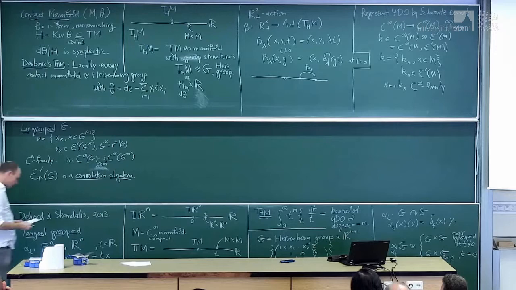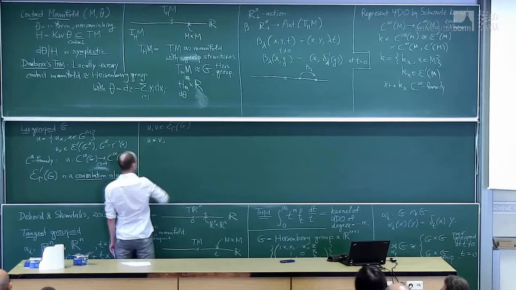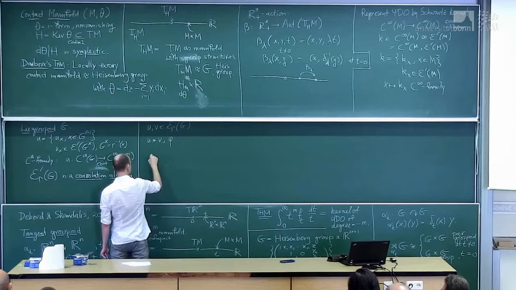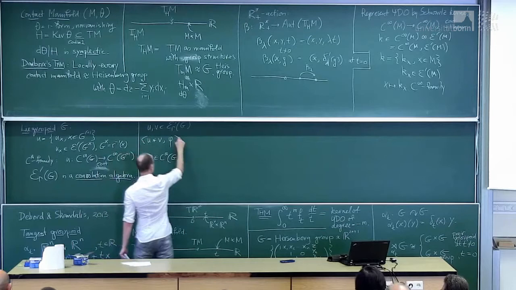And the formula is as follows. If you have two such families, okay, I need to define what the convolution product is. So I'm just going to use the formula I use for groups. Say we have a smooth function on the groupoid. I need to map to functions on the base. Let me write the formula and then explain it.